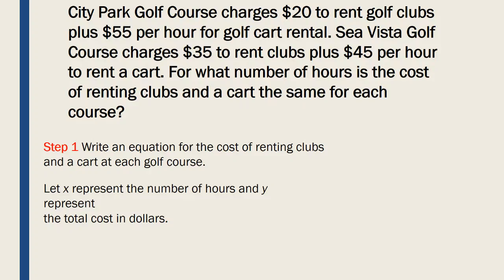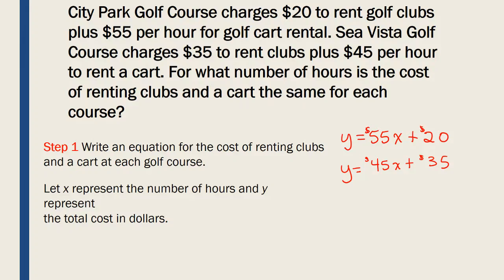So the first thing we want to do is write an equation for the cost of renting clubs and a cart at each course. Let's let x represent the number of hours and y represent the total cost in dollars. At the City Park Golf Course, the total cost y is going to be $55 per hour, plus we also have to pay $20 to rent the golf clubs. At Sea Vista, our total cost is $45 per hour, so it's only $45 per hour. However, we have to pay $35 for the clubs. So now you can see that we have two equations that are ready, and they're already written in slope-intercept form.